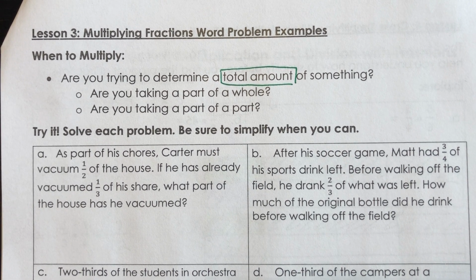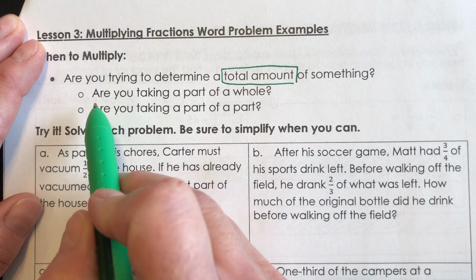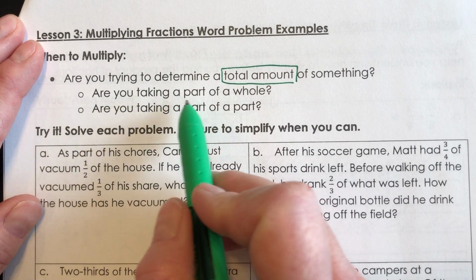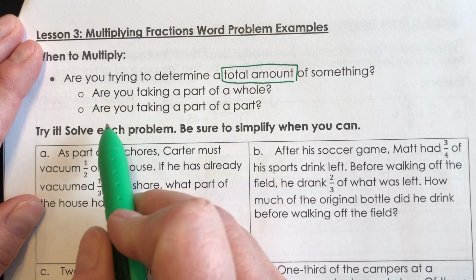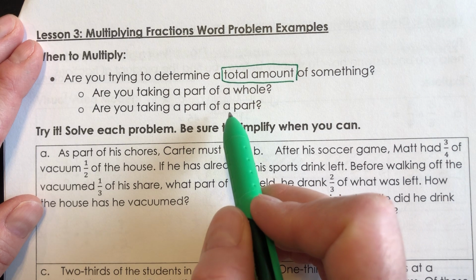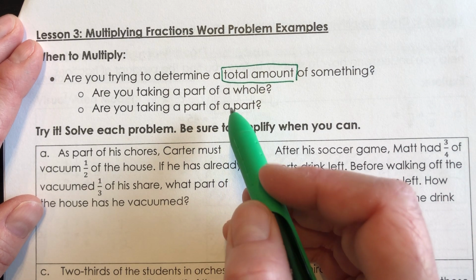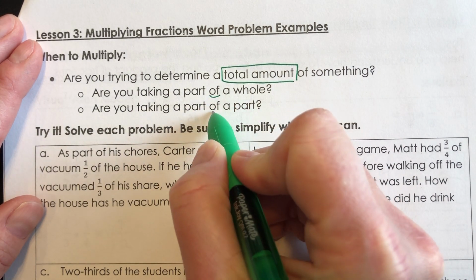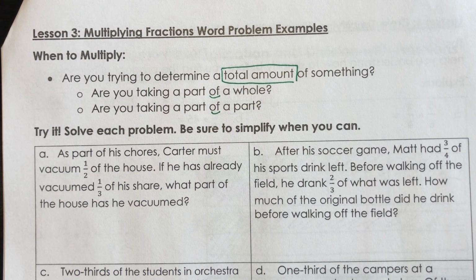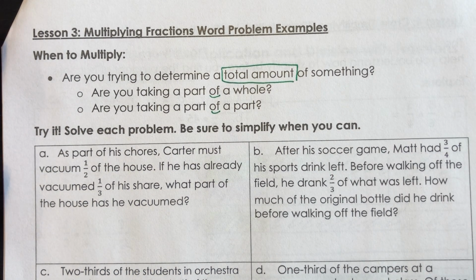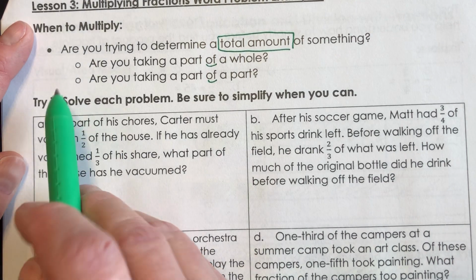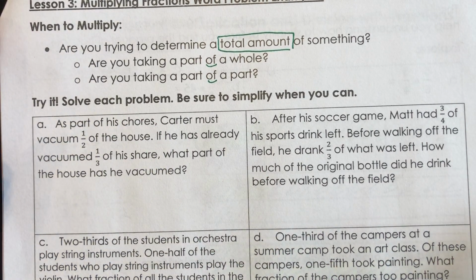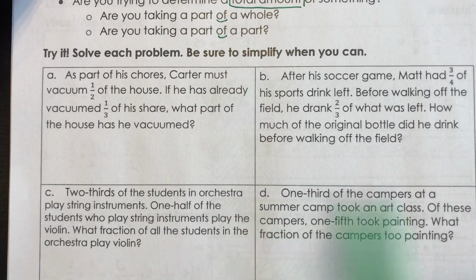When it is multiplication with fractions, ask yourself, are you taking part of a whole? And are you taking part of a part? And you'll see those words as we go through. Of is one of those key words for multiplying fractions. So let's go. It says, try it. Solve each problem. Be sure to simplify when you can.